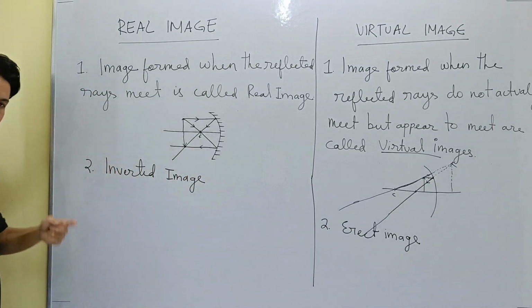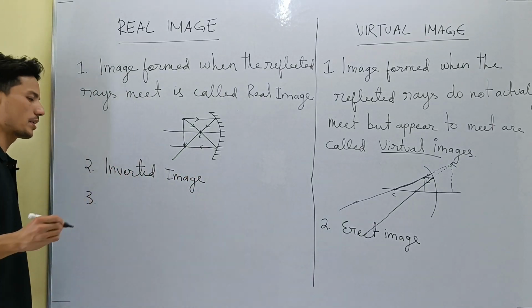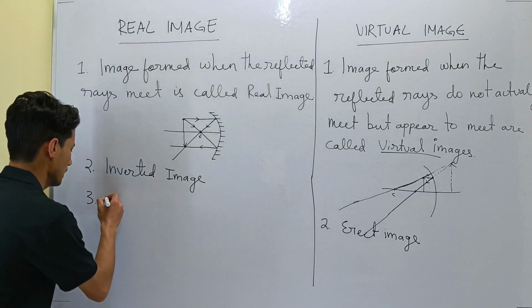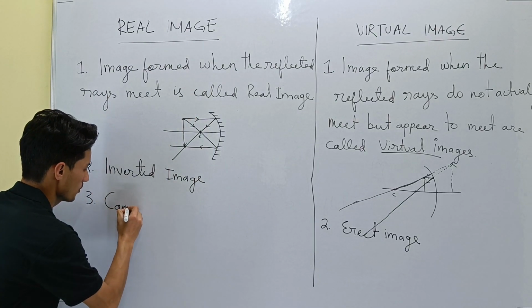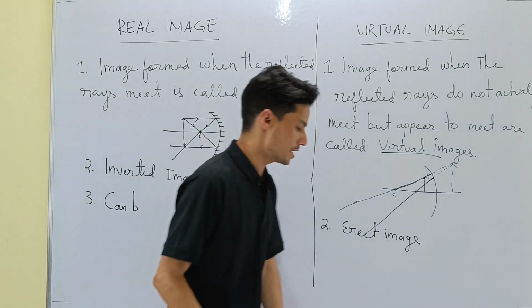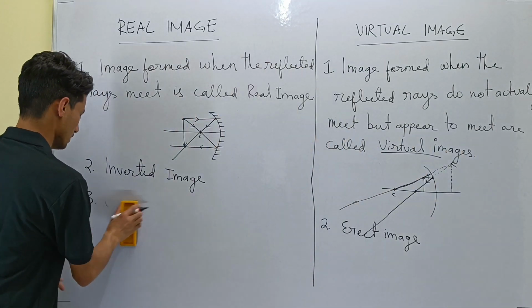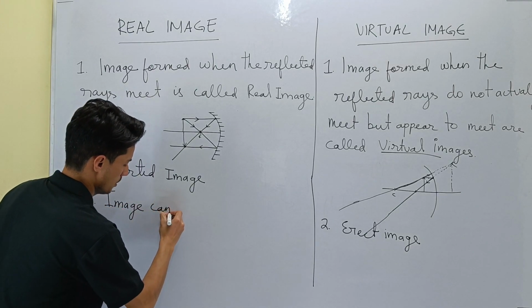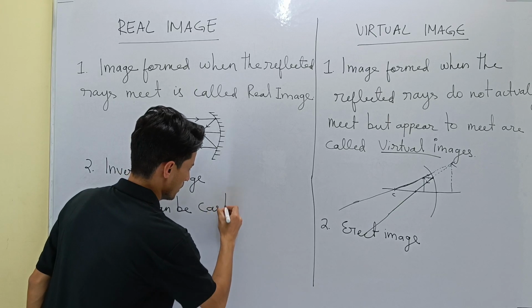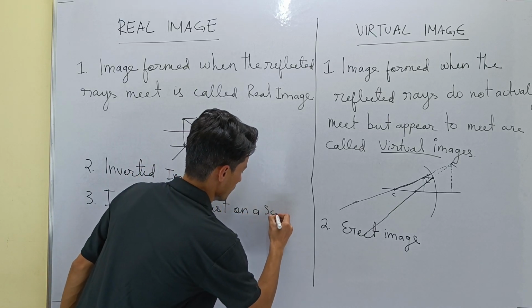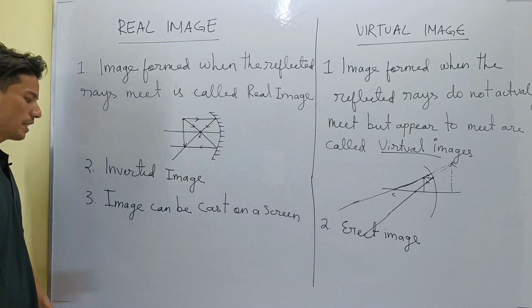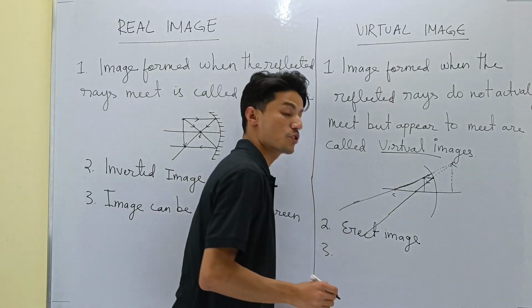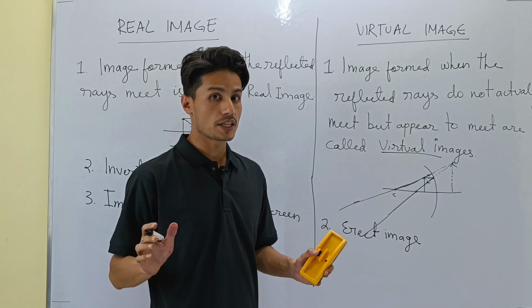There is also one more point that I remember now, and that is real images can be cast on a screen. So I have to write, image can be cast on a screen. Real images can be cast on a screen. Point number 3, virtual images on the other hand cannot be cast on a screen.